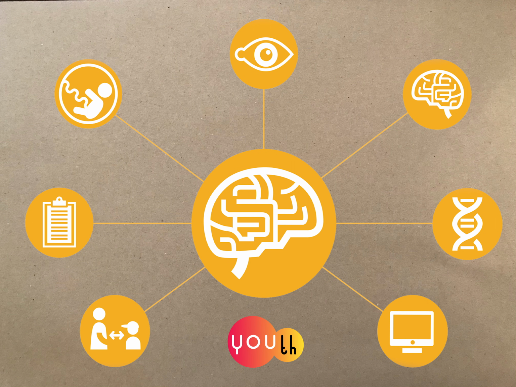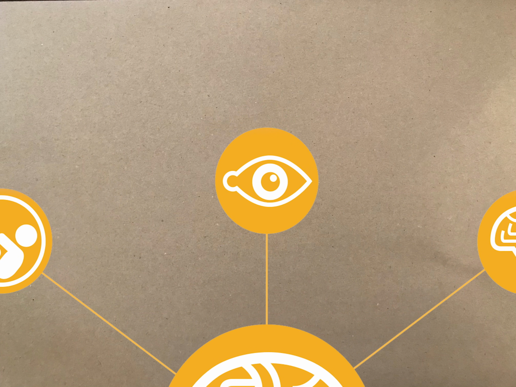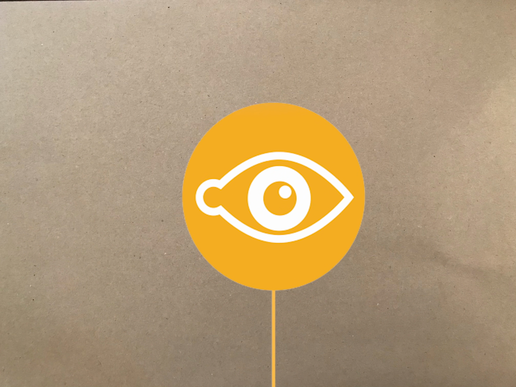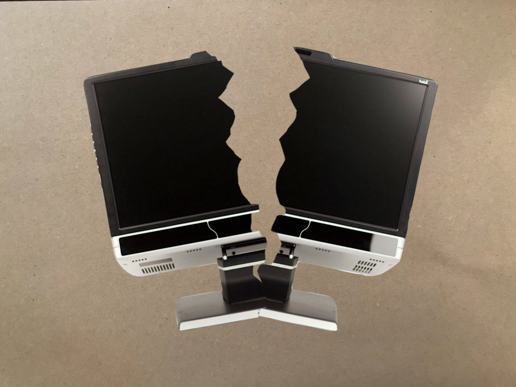In youth, we use several research methods to study the development of children. One of these methods is eye tracking, with which we can study looking behavior. In youth, we use the Tobii Pro TX300, a very nice piece of technique. A problem, however, is that the eye tracker can age and break down even before the cohort study has ended.